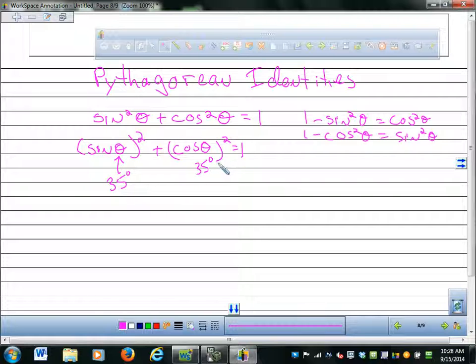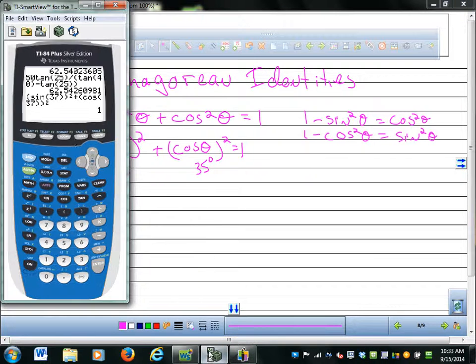But it works. This is just a shorthand. Don't do it backwards: don't take the angle, square it, and then take the sine of it. This means take the sine of the angle, then square it, and then add them together. Do you want me to show you that that's true? Yeah? Okay, well, I did it with 37.